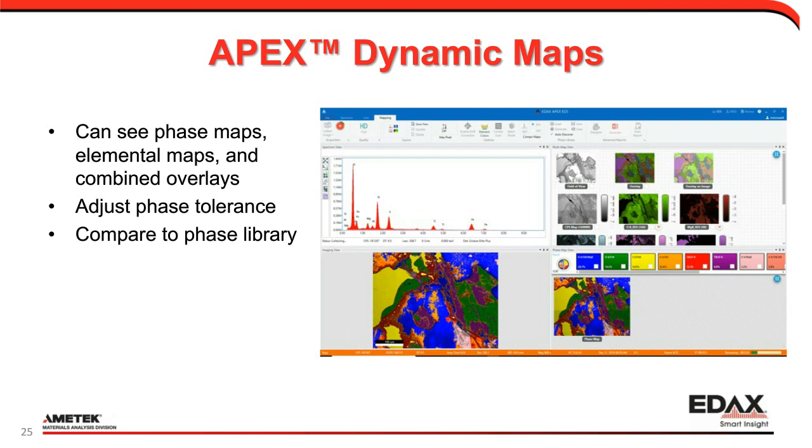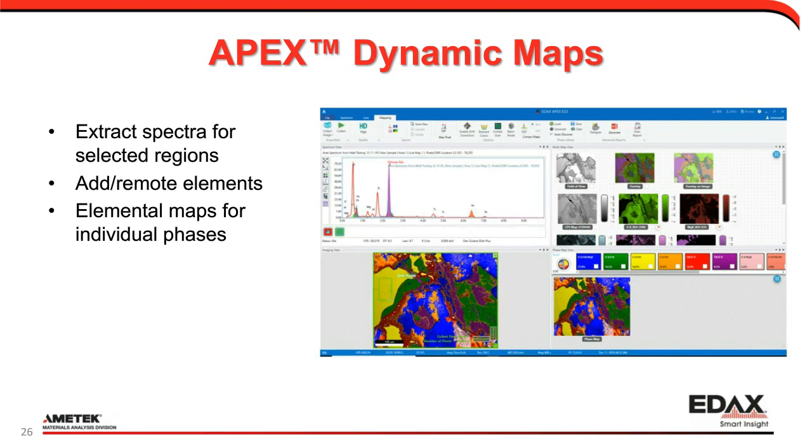And we can also do some interactive things where we can go in and draw an area in the image and extract spectra while it's collecting. We can add and remove elements from the display. We can show elemental maps for just the individual phases. So there's a lot of dynamic things that can occur that lets you understand things while it's going. You can also go from collection into review mode.